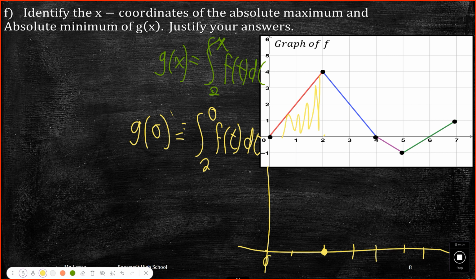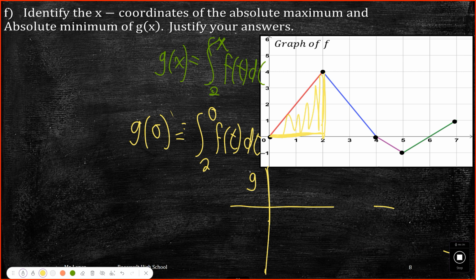To get what G of 0 is, it's negative, what is 2 times what? 2 times 4 is 8. Negative 4, you said? Negative 4. That's what it is. The position is negative 4. Negative 1, negative 2, negative 3, negative 4.